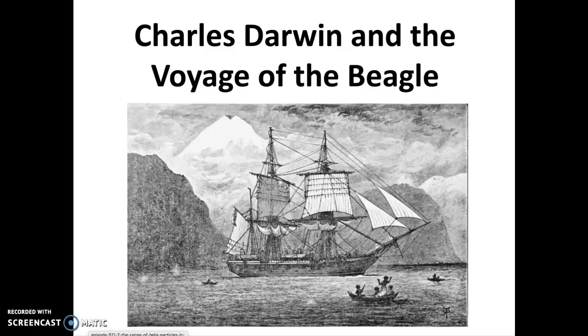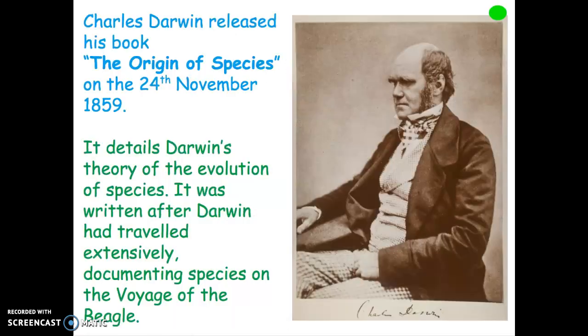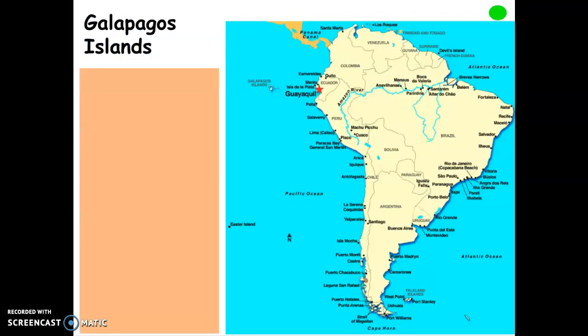So this is just a short introduction to what you're going to be doing this week about Charles Darwin and the voyage of the Beagle. The Beagle was the ship, and his book, The Origin of Species, was one of the most important books in the study of biology, and you're going to find out why the voyage that he took in the Beagle was so important.